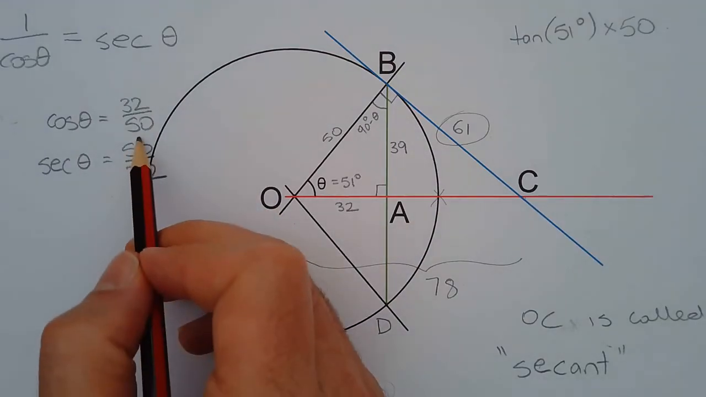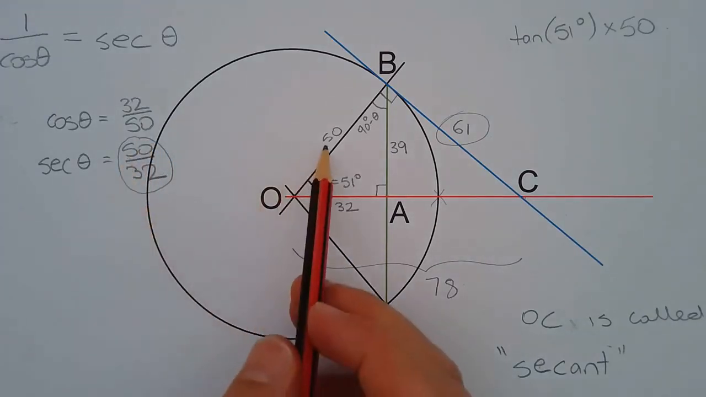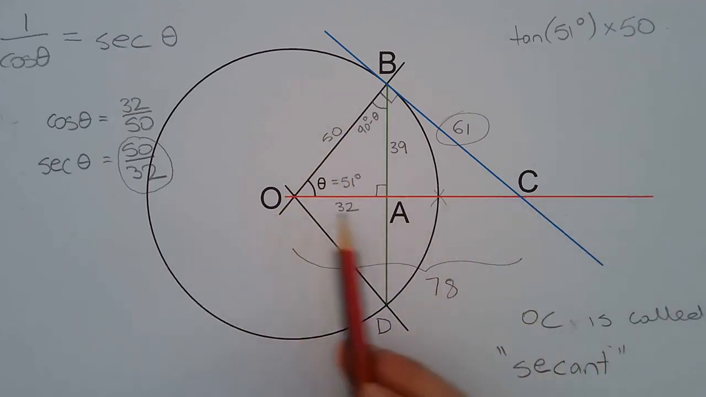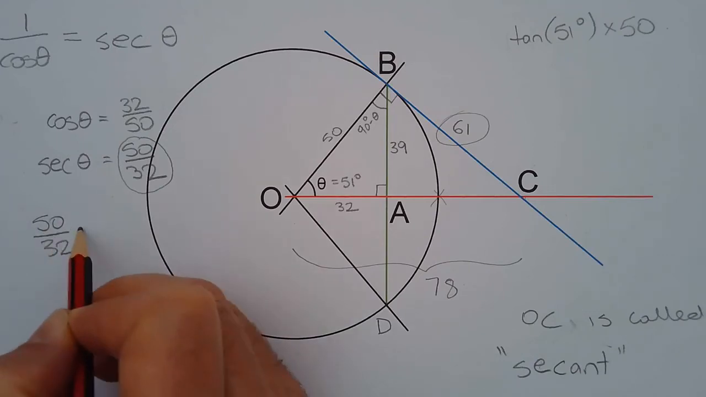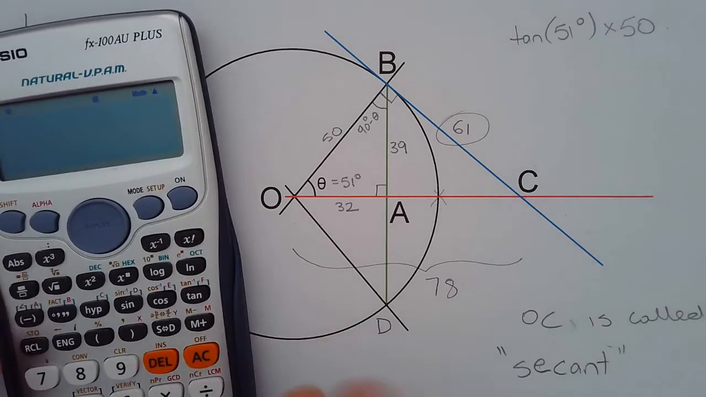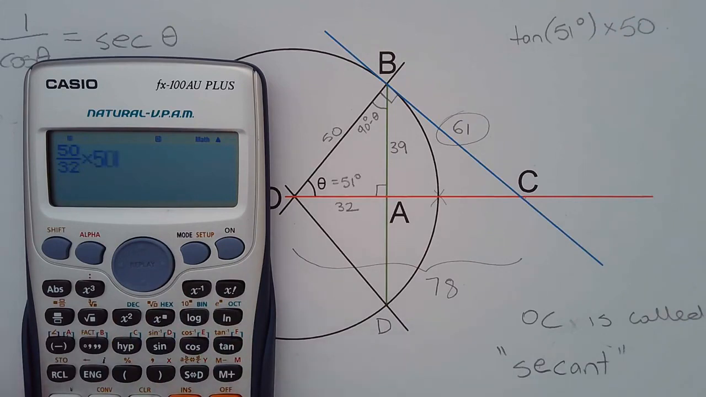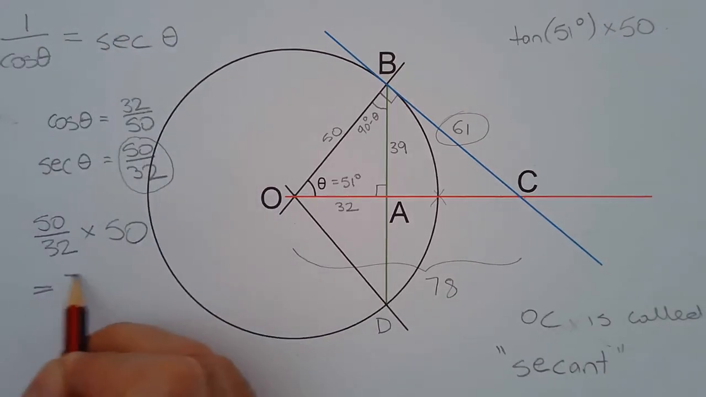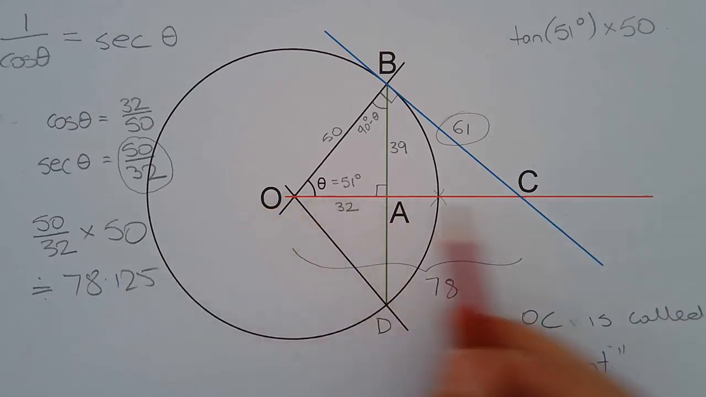So that gives you a ratio. This is a very important number. Now, 50 on 32, we're going to multiply by the hypotenuse, and it should hopefully give us something pretty close to the length of OC. So 50 on 32, which is the secant ratio, multiply it by the length of the hypotenuse of 50, and we get 78.125 or thereabouts, which is roughly the length of this secant here. And that's the reason why it's called secant.